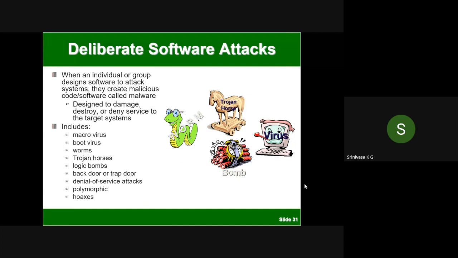Now, deliberate software attacks. When an individual or a group designs software to attack systems, they create malicious code or software called malware, designed to damage, destroy, or deny service to the target systems. This includes macro viruses, boot viruses, worms, Trojan horses, logic bombs, backdoors or trapdoors, denial of service attacks, polymorphics, or hoaxes.